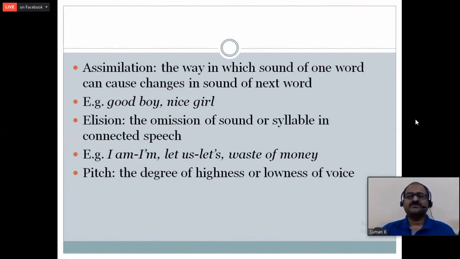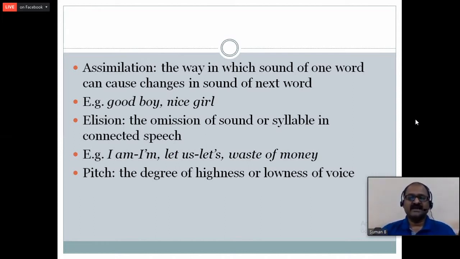Assimilation. This is also an exclusive feature of spoken English, where one word can change the sound of another word. How does this happen? If you see these examples, "good" and "boy": if you say them separately, "good" ends with a d and "boy" starts with the sound b. But in connected speech, when you pronounce them together, you say "good boy." Especially native speakers.